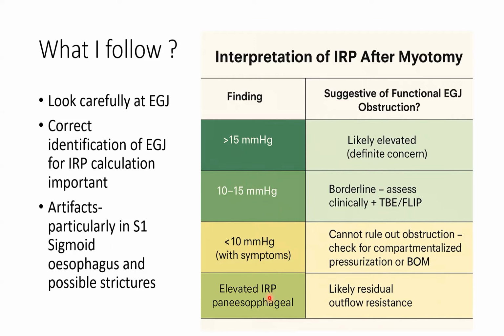But if you still have an elevated IRP, pressurization, that is definitely happening against a resistance. So even if your IRP is 10 or 12 or 13, but you are getting some panesophageal pressurization, that is possibly a resistance at the lower end, though it may not be as high as what you would expect in a pre-intervention patient.